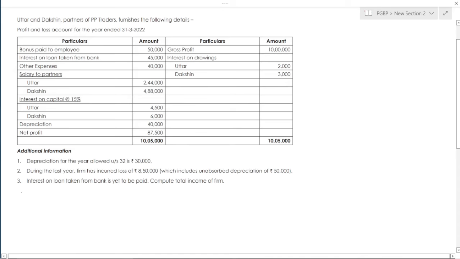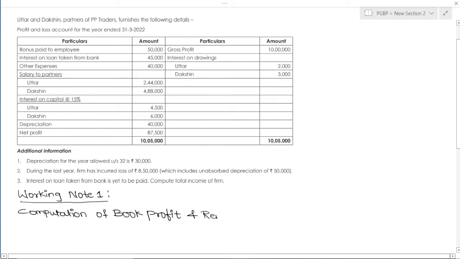Okay. Write down. Working note 1. Computation of remuneration. Oh, sorry. I will do one thing. Computation of book profit. Yeah, we'll do book profit first, then only remuneration. So computation of book profit and remuneration allowed to the partners.